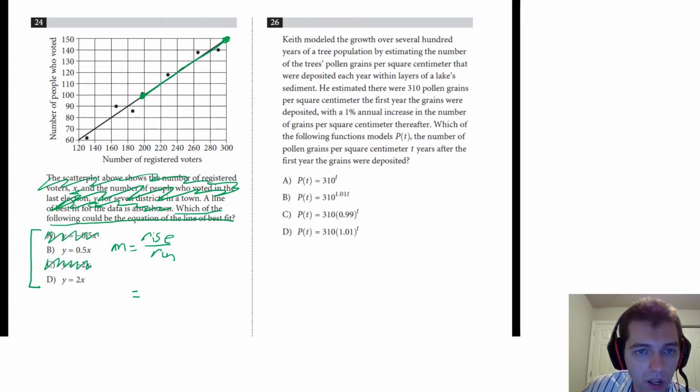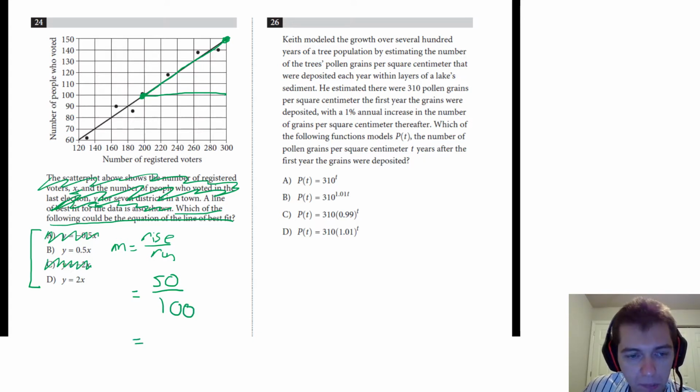So let's say the rise in this case is from 100 to 150, so it's a rise of 50 over a run from 200 to 300, so it's a run of 100, which means that the slope is 50 divided by 100 is 1/2, which is simply equal to 0.5. So your correct answer is B, 0.5x.